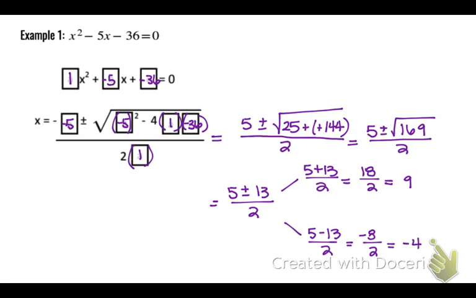So we have two whole number rational solutions here. We would say that for this one, x is equal to 9 and x is equal to negative 4 would be our two solutions for the quadratic formula.